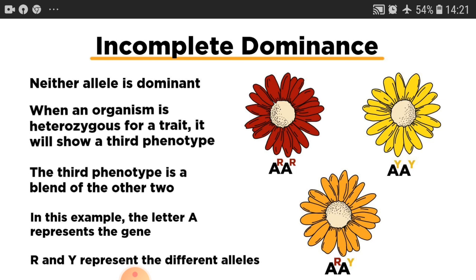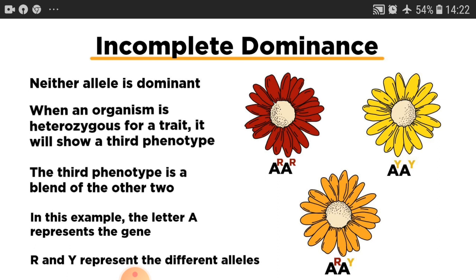You see here neither of the alleles is dominant. You can see three different colors of flowers on your screen: red, yellow, and intermediate, the orange type. So when an organism is heterozygous for a trait, it will show a third type of phenotype, right? So here you see there is one red flower. Here this capital A represents the gene, and R and Y represent the different alleles.